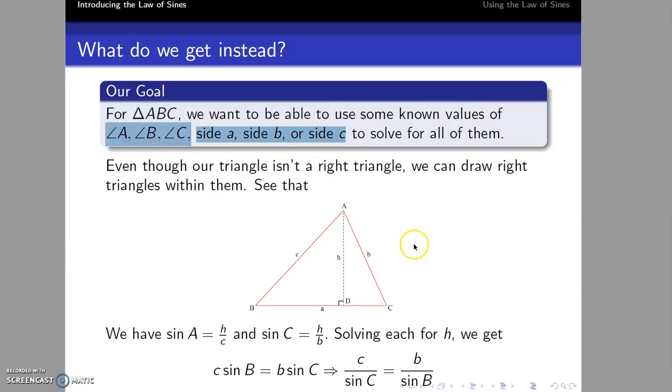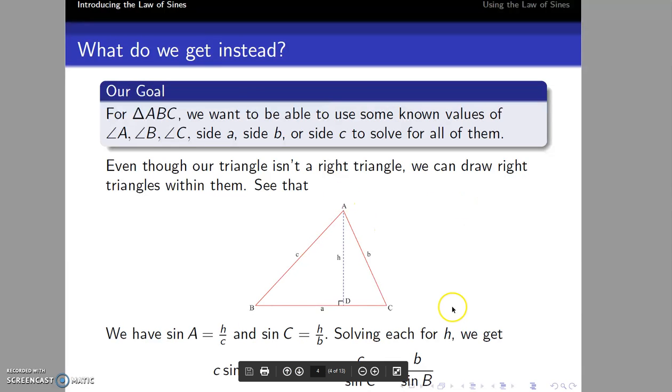And as you see here, the way to do that is to start by admitting that we don't have a right triangle, but optimistically, we recognize we can draw right triangles within our triangle. So there's triangle ABC, and this time the convention was correct, A to A, B to B, C to C.